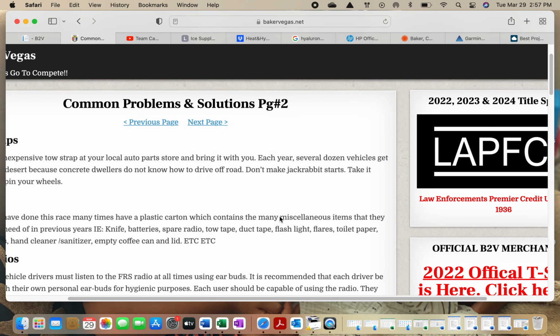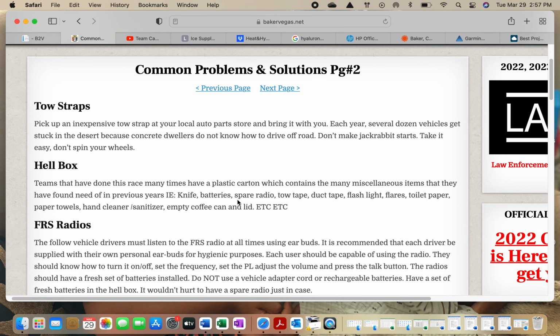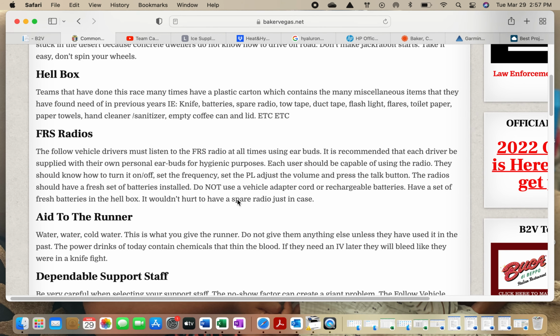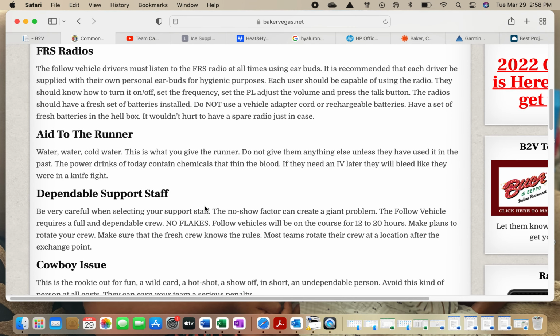Common problems and solutions. So we look through here. FRS radios. Make sure that you have your FRS radios on. Make sure that you have one in tune with the race frequency at all times. It does work pretty well if you have the earpiece, but if not, that's okay. Just make sure that you're listening in, because if you do not, and teams are trying to get a hold of you, or the race officials are trying to get a hold of you and you do not answer, then that can be a penalty. So make sure that we have our FRS radios on and that we're listening.